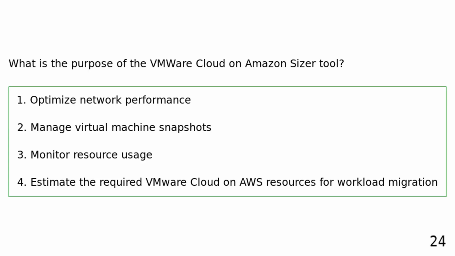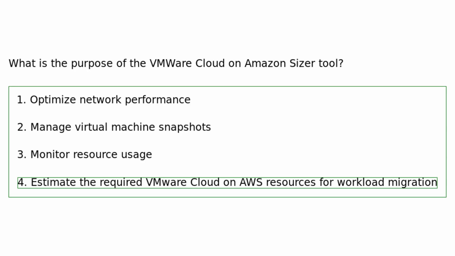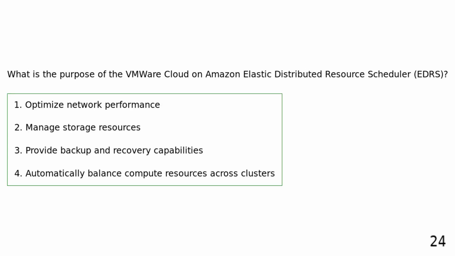What is the purpose of the VMware Cloud on Amazon Sizer tool? Optimize network performance. Manage virtual machine snapshots. Monitor resource usage. Estimate the required VMware Cloud on AWS resources for workload migration. The VMware Cloud on AWS Sizer tool is a utility that helps estimate the required VMware Cloud on AWS resources, such as compute, storage, and networking, needed for migrating workloads from on-premises data centers to the VMware Cloud on AWS environment.